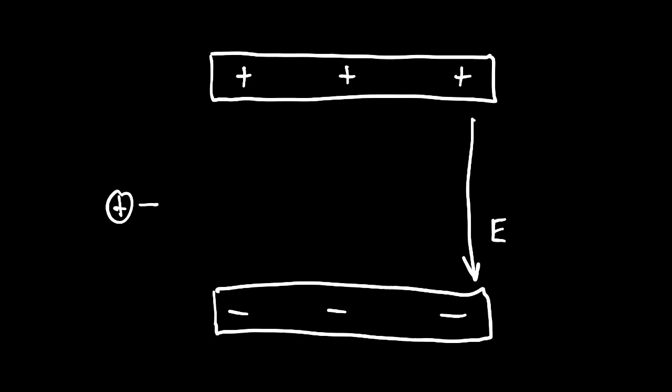A velocity selector: I set up two parallel plates. I put positive charges up on one side, negative charges on the other side. That's going to create an electric field. Where does the electric field go? Towards the negative. So I'm going to create an electric field in between these plates that goes this way. Now I'm going to take a positive charge and shoot it into here.